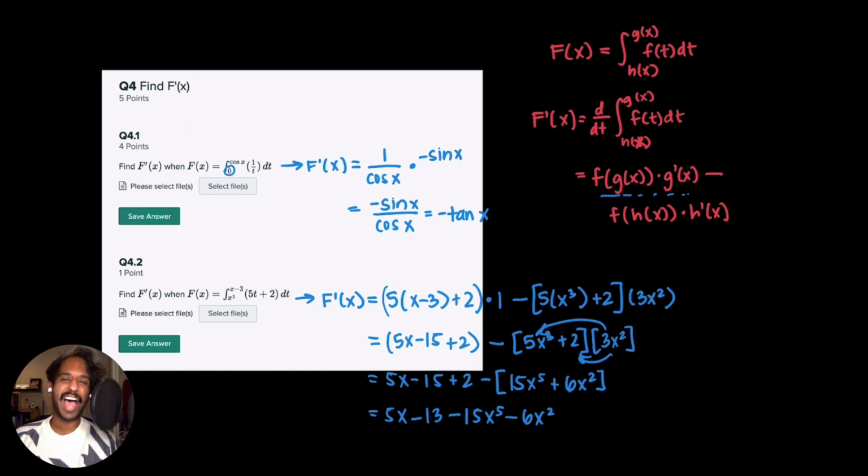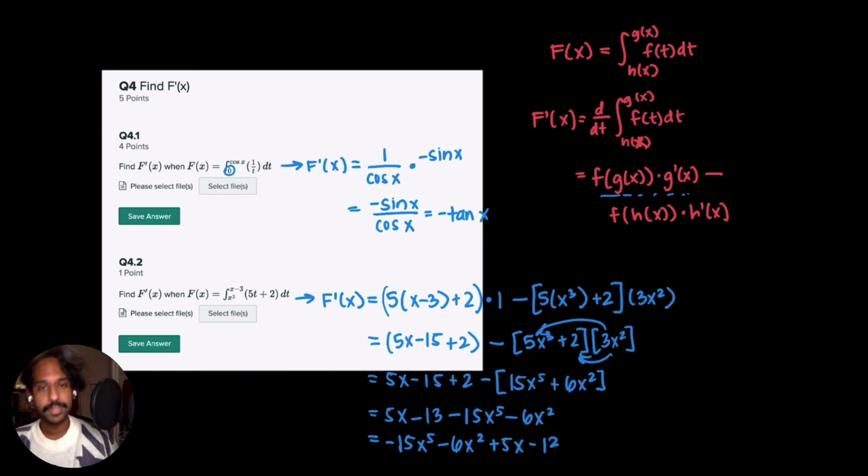You could end here. I like to rearrange this just to make sure that it's neat and tidy. And so my final answer will be putting everything in order by the degree. I'm going to put the highest order monomial first. Negative 15x to the 5th minus 6x squared plus 5x minus 13 is our final answer.